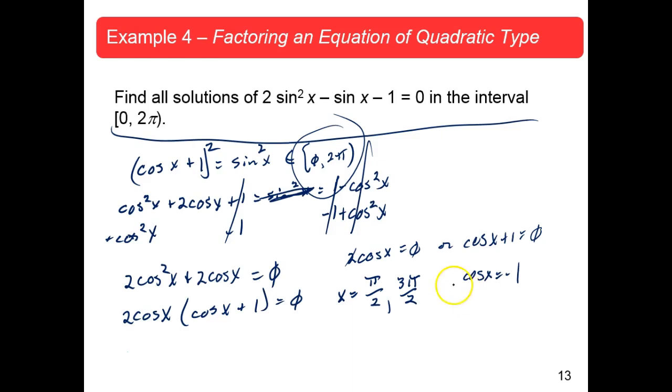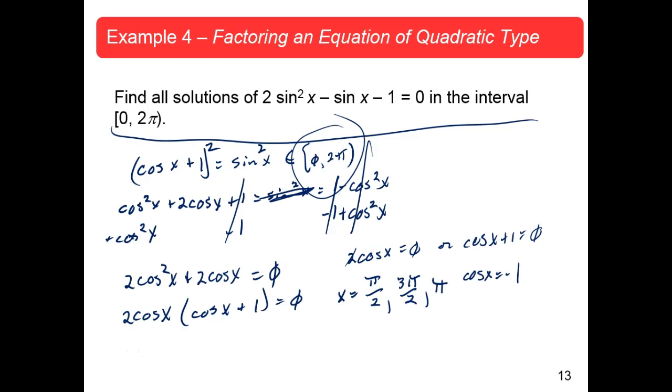At pi. So x equals pi. And that's the only place in the interval 0 to 2 pi where cosine x is negative 1. So there are 3 potential solutions. Are we through? Why not? We have to check them because we squared both sides of the equation.